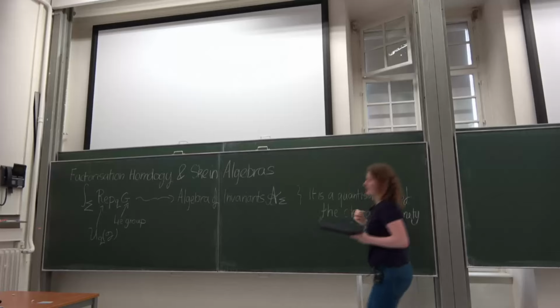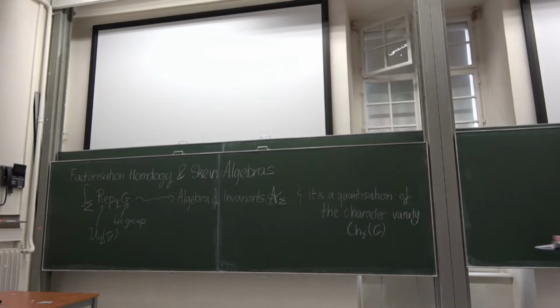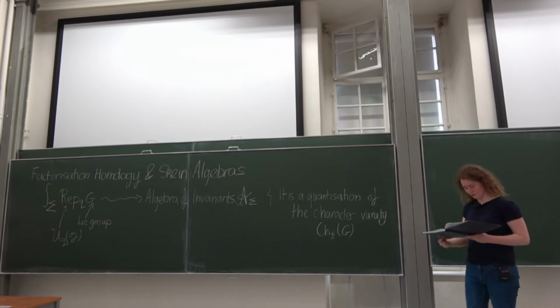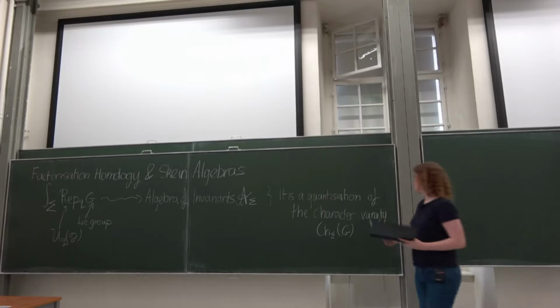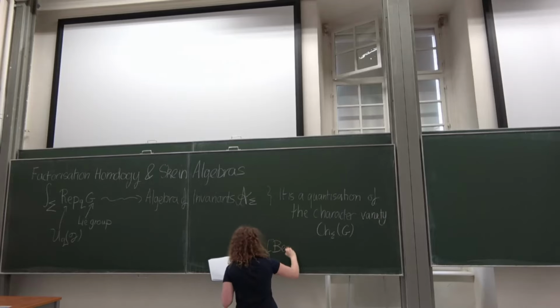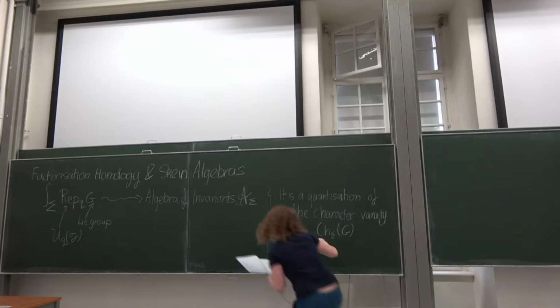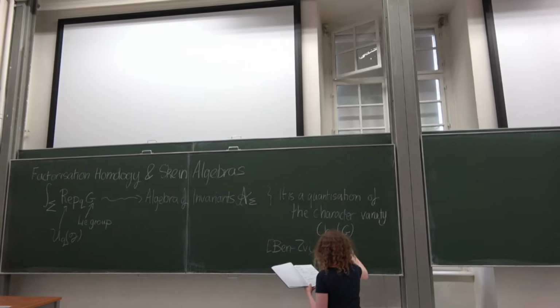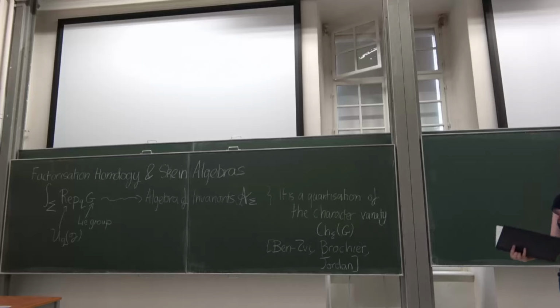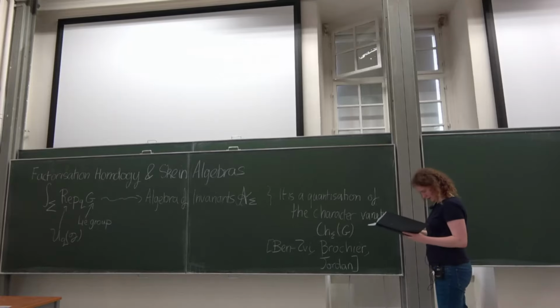The character variety is the same one as on Monday, and it's a quantization in that you quantize the Atiyah-Bott Poisson bracket on the character variety. And that is a result of Ben-Zvi and collaborators, and that reference is also a good reference for about the first half of the talk.